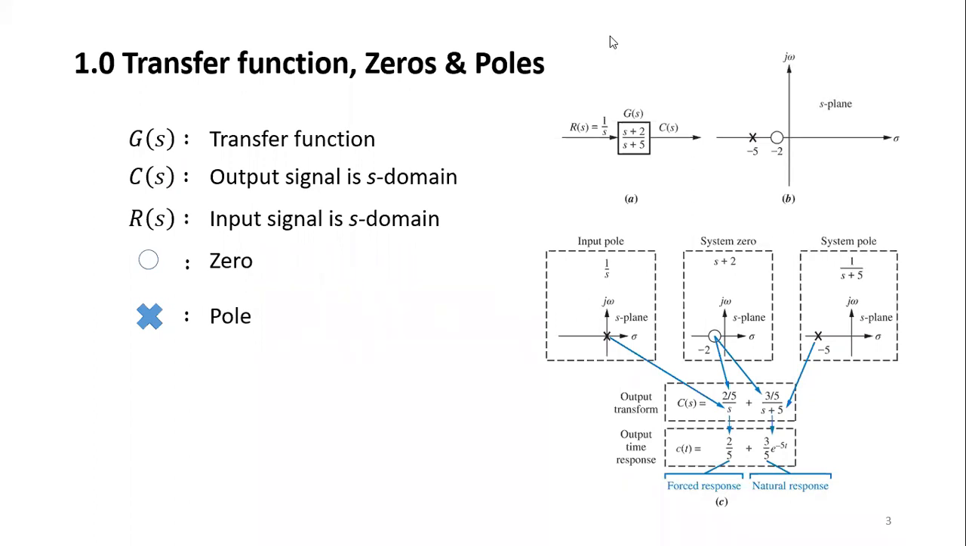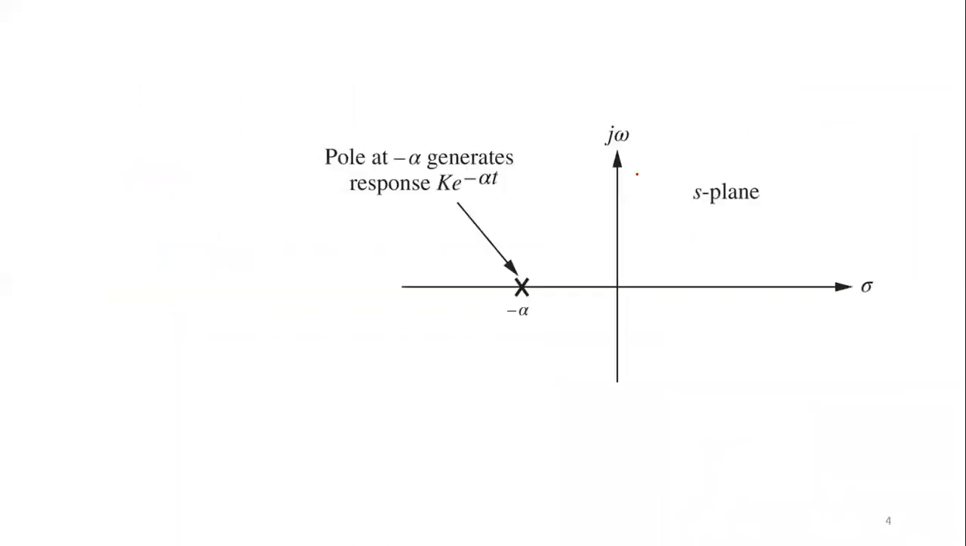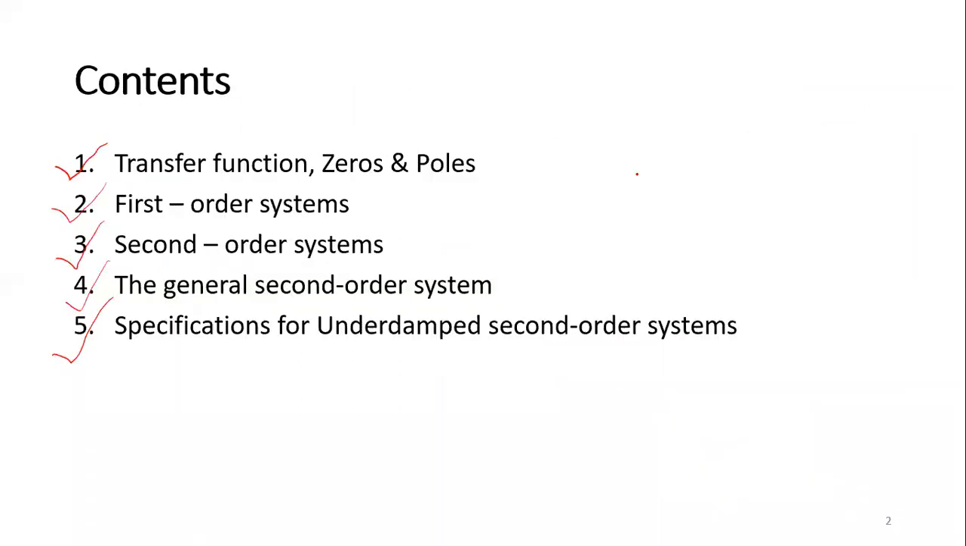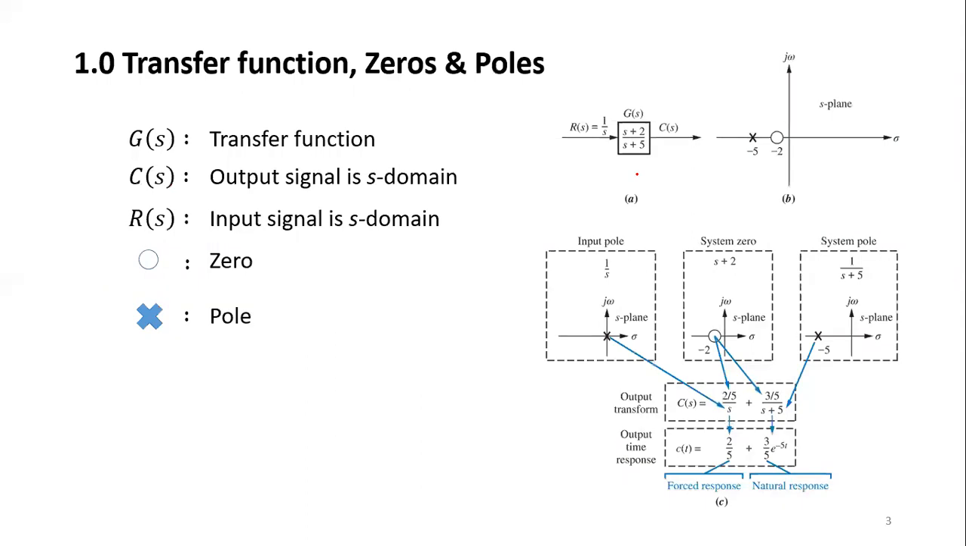Okay, so transfer function. We already talked about this. For example, we have a system that is modeled by a transfer function, which is (s plus 2) over (s plus 5). So G(s) here is the transfer function.